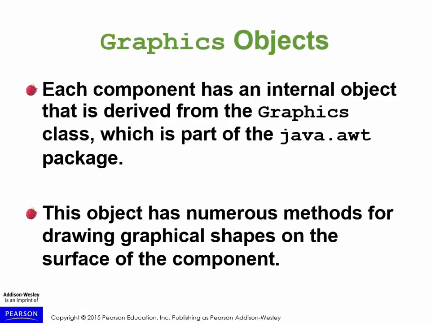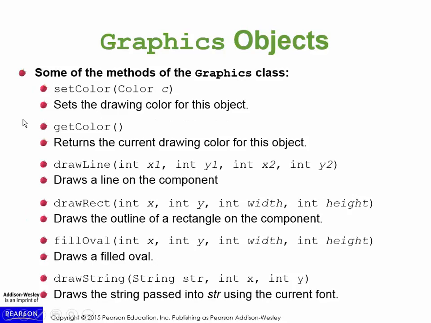This is where it gets to be a little, let's just say, testy. All right? Each component, as it says, has an internal object that's derived from the graphics class. This object has different methods that you can use to draw different shapes. Here's some stuff that you can do. Notice here we're setting the color. So if we say set color, color red, whatever we create will be in red. Get color then would return red.